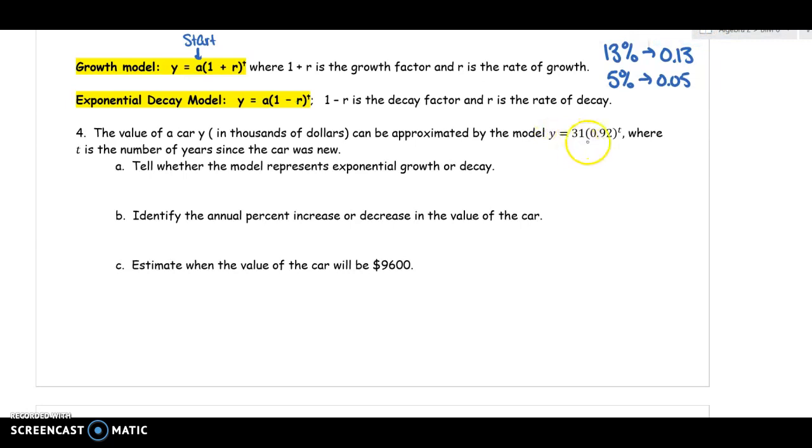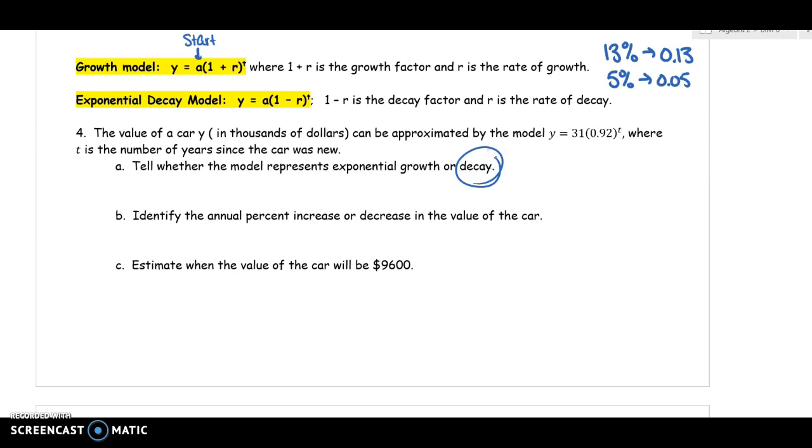So the value of a car in thousands of dollars can be approximated by the model y equals 31 times 0.92 to the t, where t is the number of years since the car was new. We need to decide, is this exponential growth or decay? So think about yesterday. To decide if it's growth or decay, look at the number being raised to the exponent. That is less than 1. That means that this will be decay.